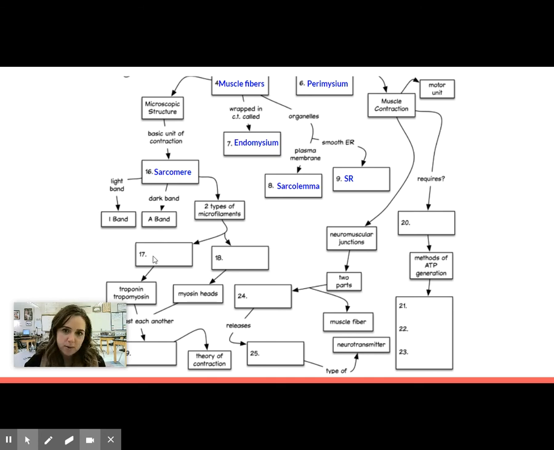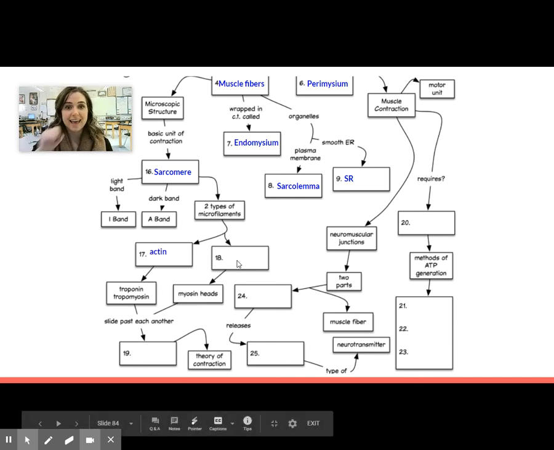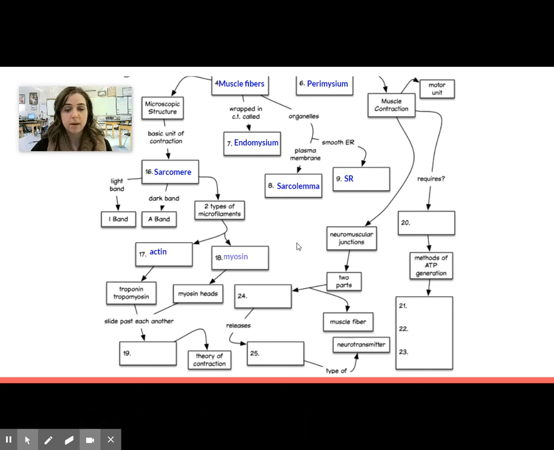Speaking of actin and myosin, the two types of filaments that we find in our muscles. So first off, number 17 here, which one of those two has troponin and tropomyosin attached to it? Remember, those are the big brothers. That would be actin. And then which one has the heads that are attached to them? That would be your myosin.